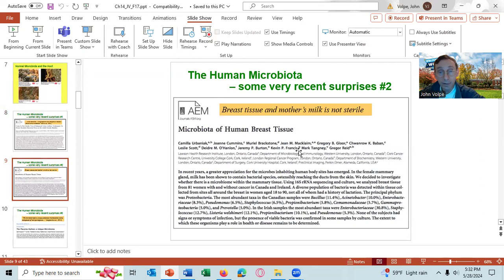And this also was a surprise, and that is that breast tissue and mother's milk are not sterile. There is normal microbiota in the mother's milk even before it leaves the mother. And the breast tissue also has normal microbiota inside it.